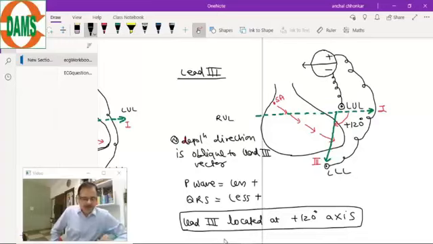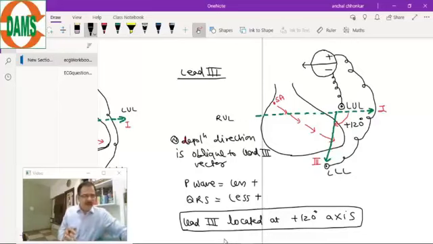No, it is not perpendicular, because if you understand slightly the mathematics, the red one, the depolarization, is at 60 degree angle, and lead 3 is at 120 degree angle. So it is not perpendicular, it is oblique, because depolarization is almost at 60 degree and lead 3 is at 120 degree.